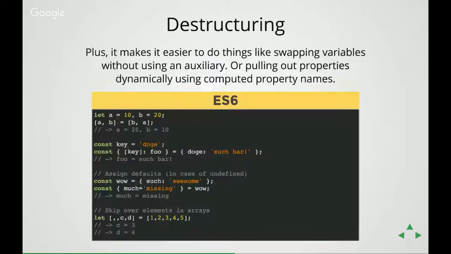Now, destructuring makes it easy to do a lot of pretty nifty things. Number one, swapping variables without an auxiliary variable, right? So we can do that in the first block up here. We actually swap A and B with no temporary variable to hold values during the swap. So we can simply just use the destructuring on both sides to swap the values, right?